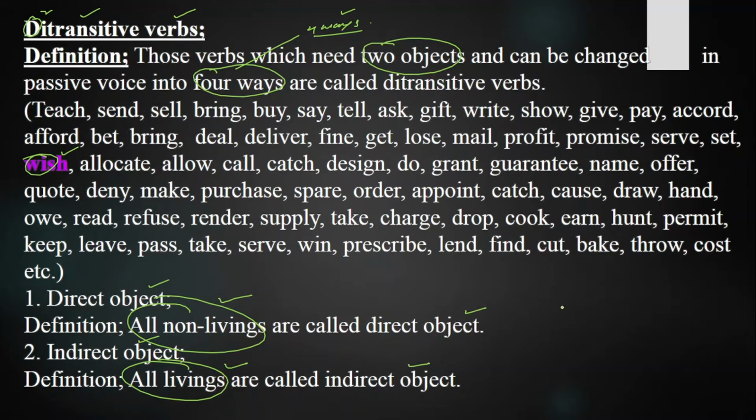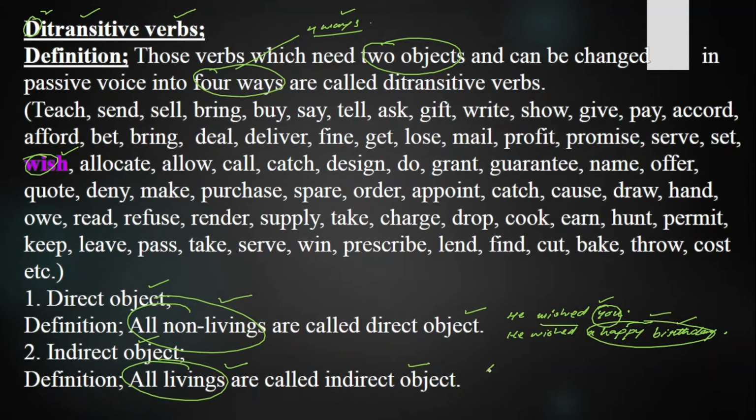If we say, he wished you, a question arises: what did he wish you? And if I say, he wished a happy birthday, again a question arises: whom did he wish a happy birthday? So for the ditransitive verb wish, both the indirect object and the direct object are necessary.